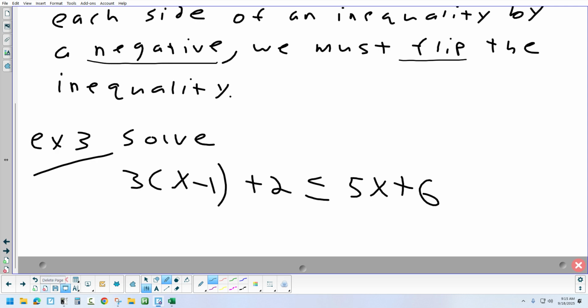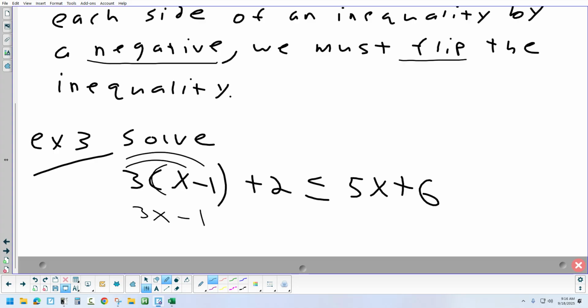So we've got 3 times the quantity x minus 1, plus 2, is less than or equal to 5x plus 6. Jane, what would be my first step to solving that inequality? 3x minus 3. Yep, we're going to distribute that. So that's going to give you 3x, and then you said minus 3 plus 2. What's minus 3 plus 2?